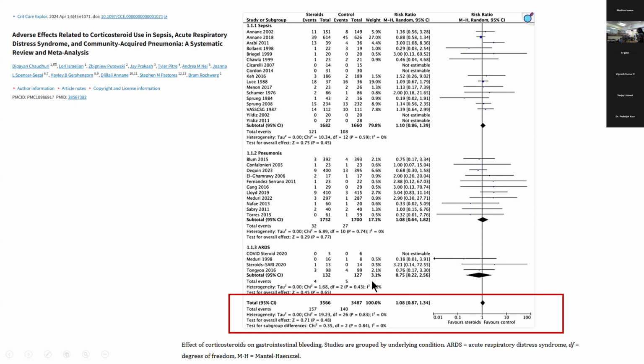For example, steroids and ARDS, you can look at the confidence interval, which is 0.22 to 2.56. Steroid adverse effects in pneumonia, 0.64 to 1.82. Steroid for sepsis, it's a little bit narrower, 0.86 to 1.39. What they have done is they have looked at adverse effects for each of these indications and they've given a final overall estimate, which is 1.08, 0.87 to 1.34. So you can see that the final confidence interval is more precise.